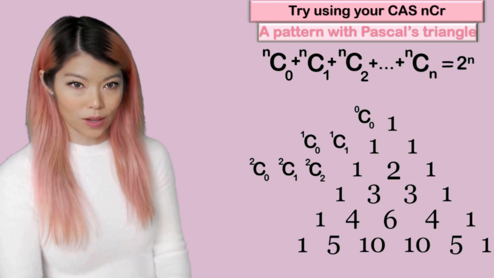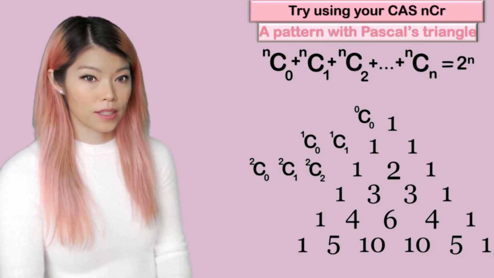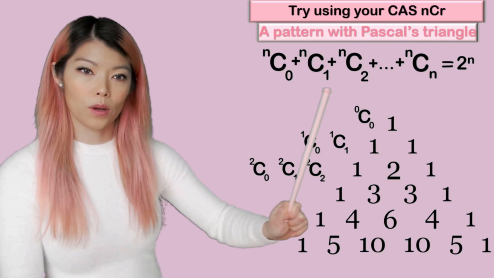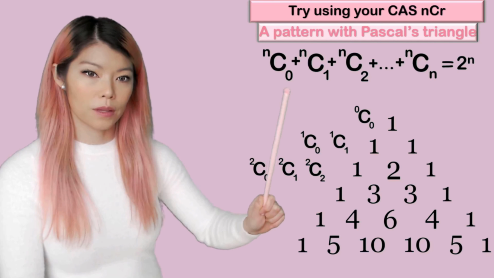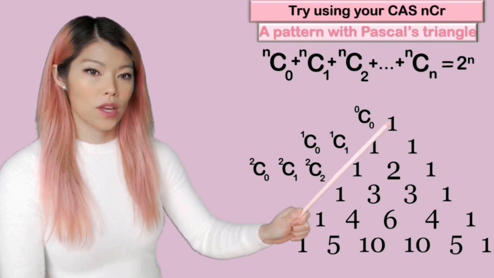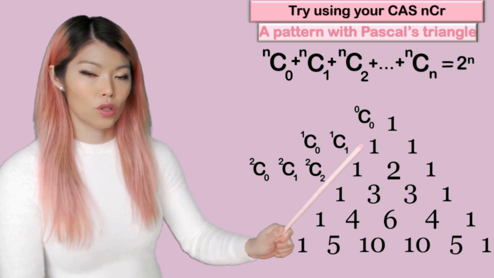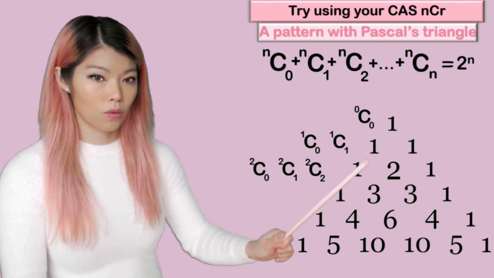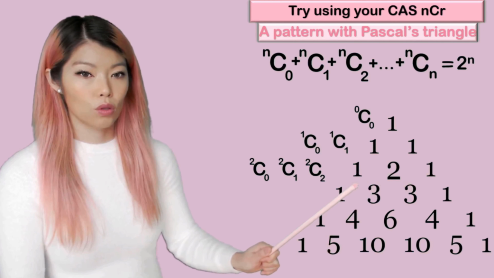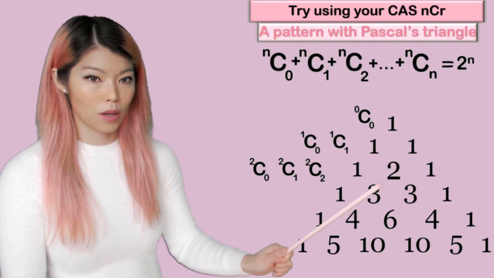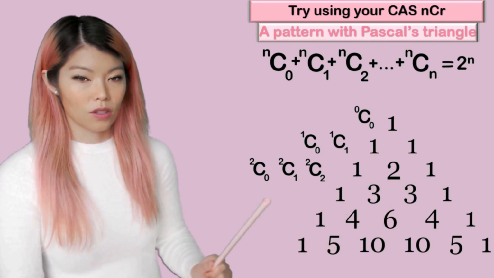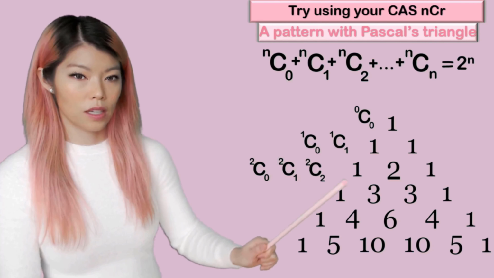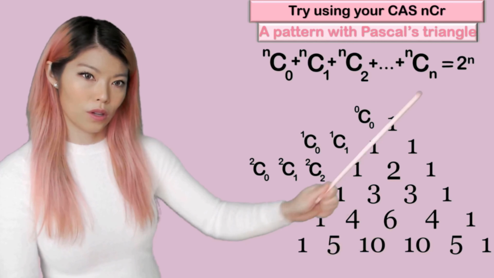Another thing you could have noticed is the row adds up to the pattern we came up with. So that is 2 to the 0, which is 1, 2 to the 1, which is 2, 2 to the 2 is 4, 1 plus 2 plus 1 is 4, 2 to the 3 is 8, 1 plus 3 plus 3 plus 1 is 8. So the total of any number between 0 and n of combinations is the sum of the row, 2 to the n.